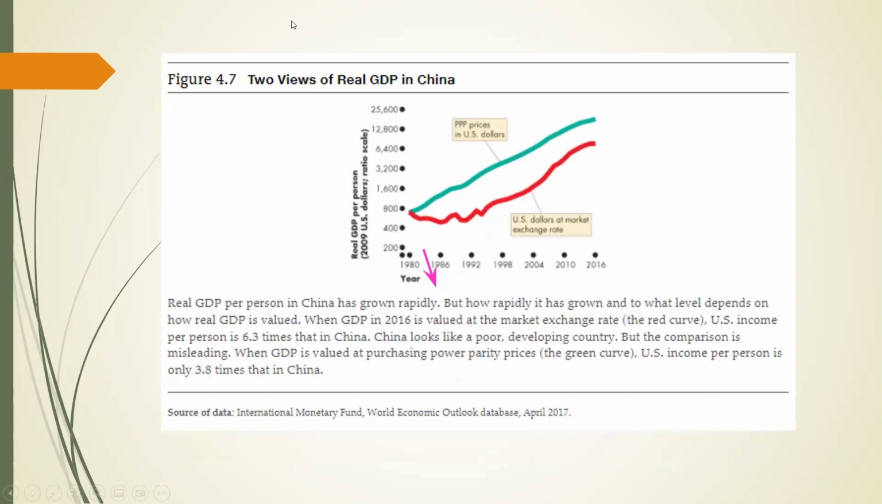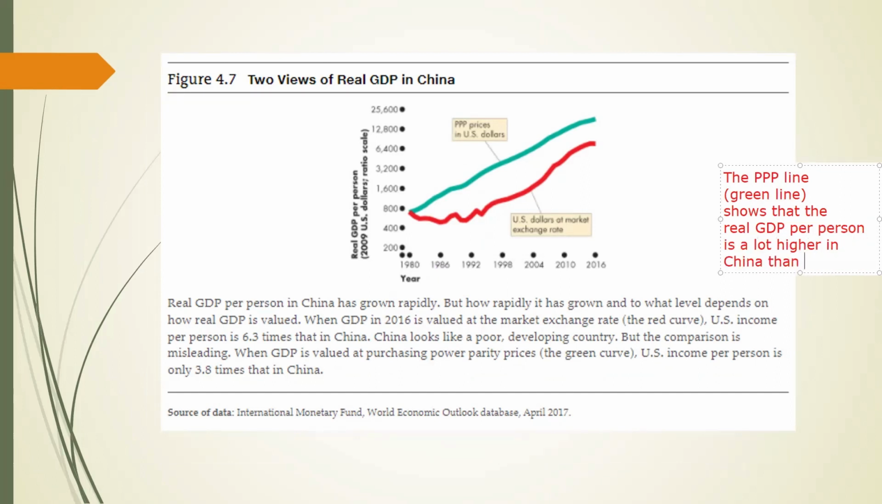And then looking at China's real GDP growth, if you look at purchasing power parity, the green line, the PPP line, shows that the real GDP per person is a lot higher in China than if you use US dollars at market exchange rate. So yeah, purchasing power parity is a lot better metric for that.